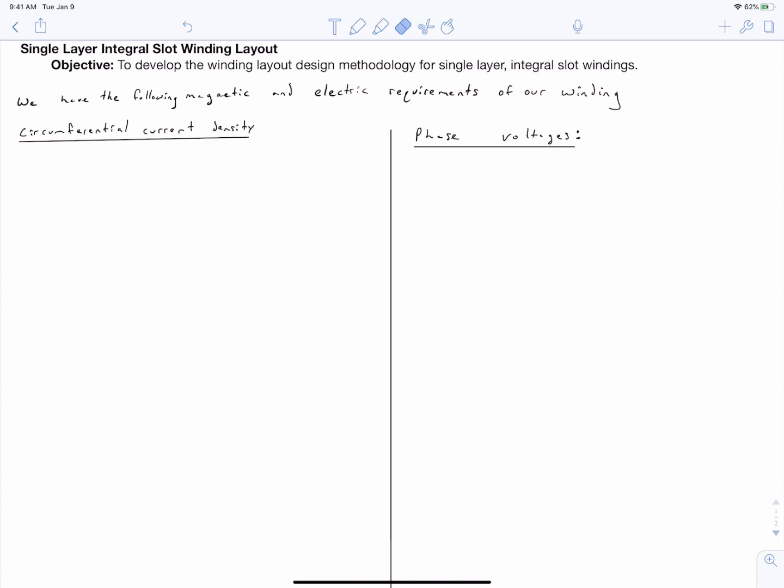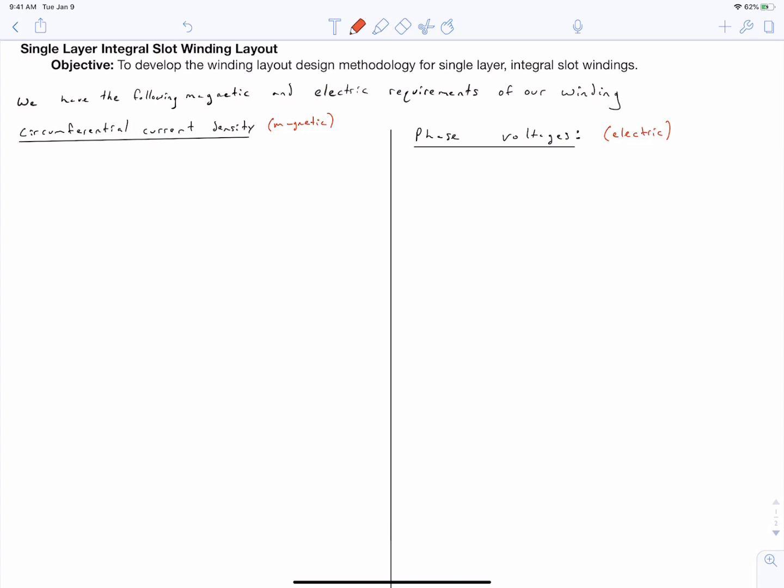I want to start by talking about our expectations for our winding, what we're looking for our winding to do. And as we've developed so far in this class, we have some fairly specific expectations, both in terms of the magnetic field behavior of our winding and the electric behavior, the voltage behavior of our winding. And so we're going to construct this little chart here showing our expectations for both the magnetic field behavior in terms of the circumferential current density, the equivalent circumferential current density of our winding, and our expectation for the phase voltage of our winding. And these are our two categories of magnetic and electric requirements.